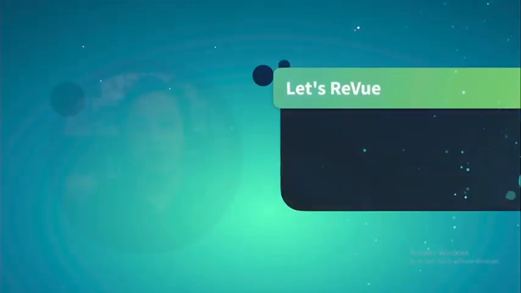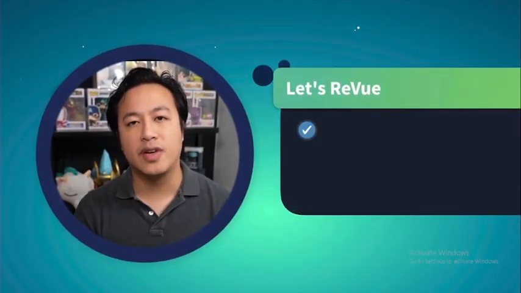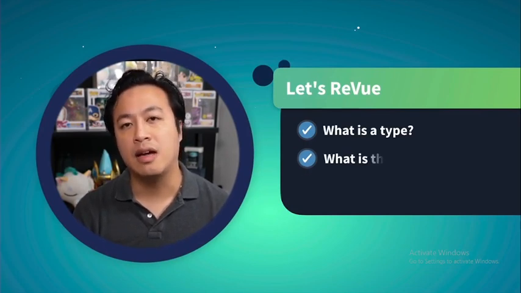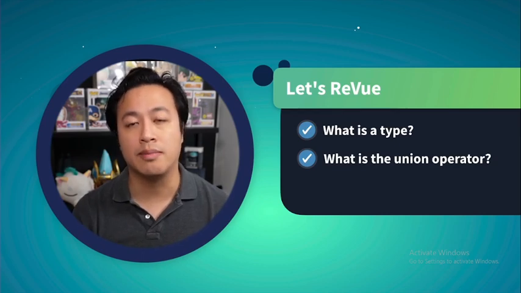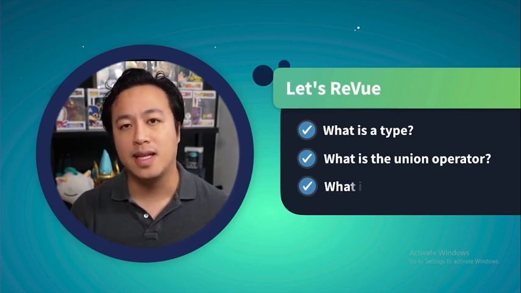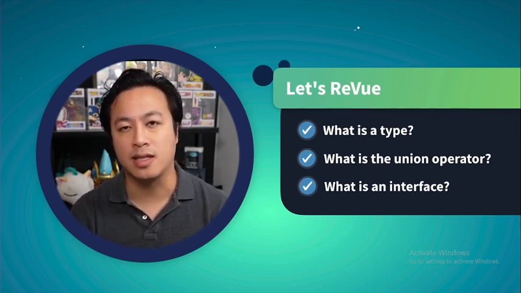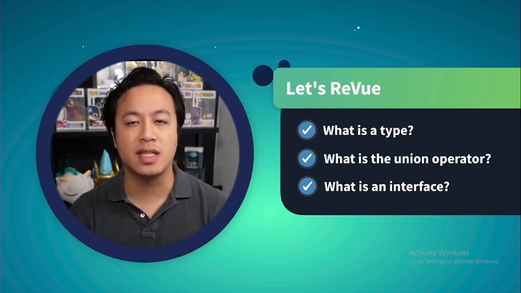Let's review. In this lesson, you've learned how to define custom types with the type and interface keywords. And you've also learned how to use the union operator in order to add multiple values to a type. That said, what I want to stress to you is that this is just the tip of the iceberg when it comes to defining custom types, and I've given you just enough to get started.